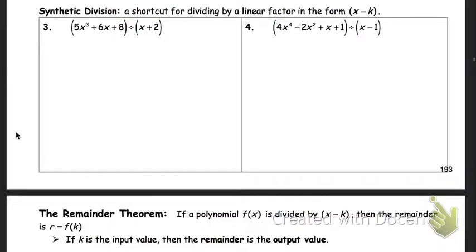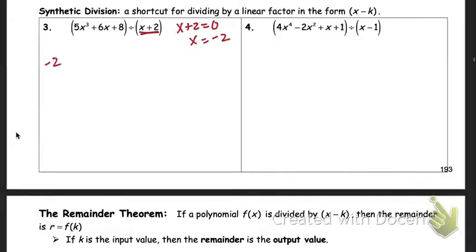All right, so synthetic division. This is the one that we prefer to do. It's much easier, much quicker. So you, again, have to be dividing by a linear factor, so x can't be higher than an x to the first. In order to determine what you're dividing by, set this equal to 0 and solve for x.